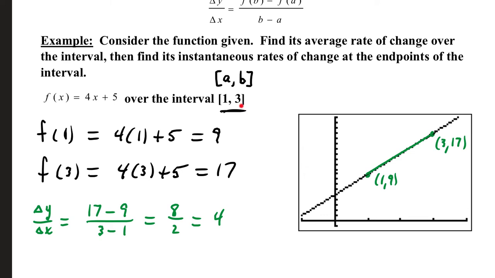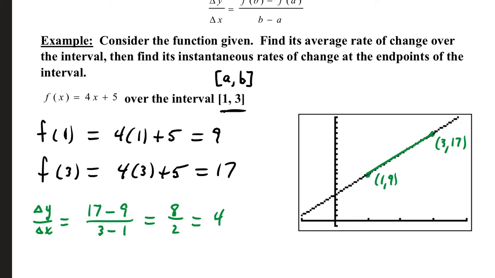The right endpoint 3 subbed into the original function: 4 times 3 plus 5, that's 17. So 3 gave us an answer of 17. So that's the final point. And in between these 2 points is the function over this interval.